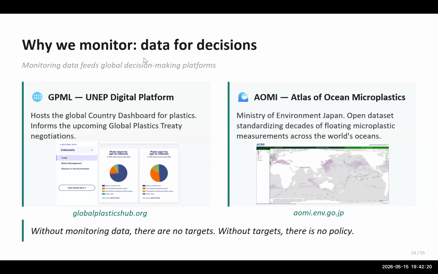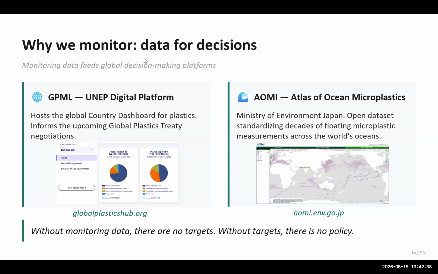And this information is feeding, for example, the negotiations for the Global Plastic Treaty that is under discussion. Without monitoring data, there is no treaty. There are no regulations to abate and control plastic pollution.